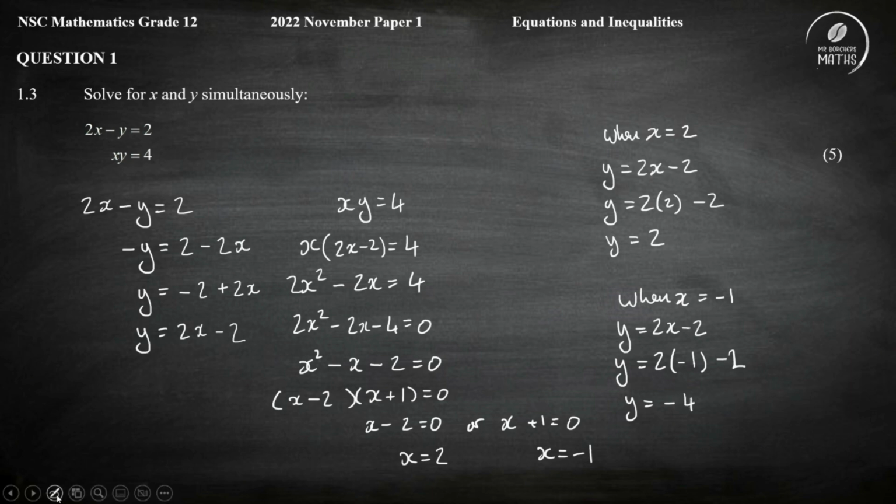Okay, so let's have a look where we would get our marks in this question. First of all, for isolating y in the linear equation, you would get 1 mark. For substituting this into your second equation, you'll get another mark. Getting the equation into standard form and factorizing, that would be another mark. And then we get a mark for our x values. Using your x values correctly to find the correct y values, you would get the last of your 5 marks.